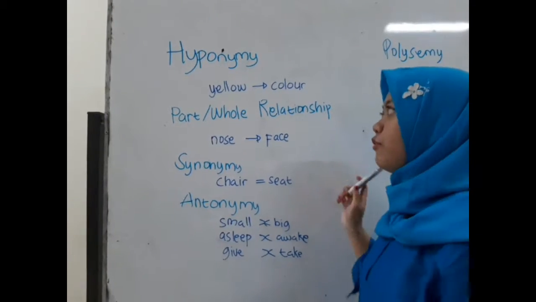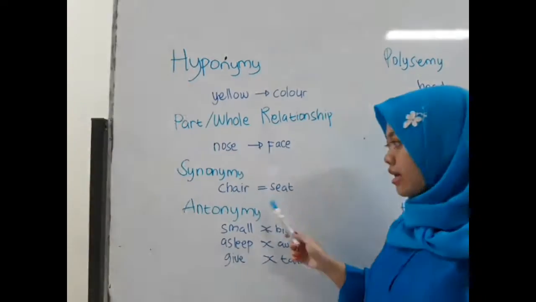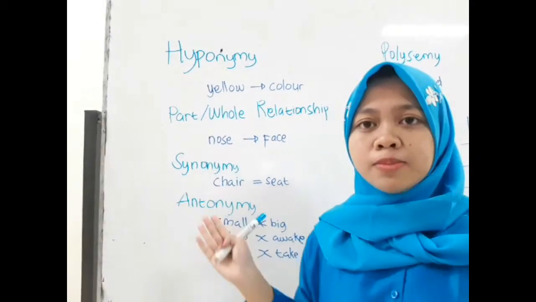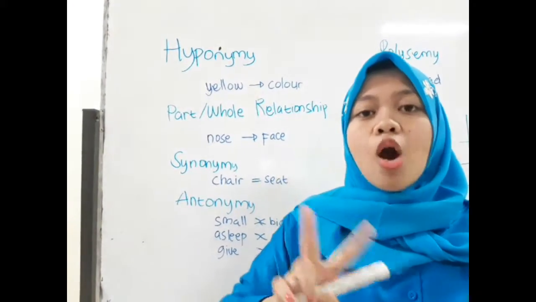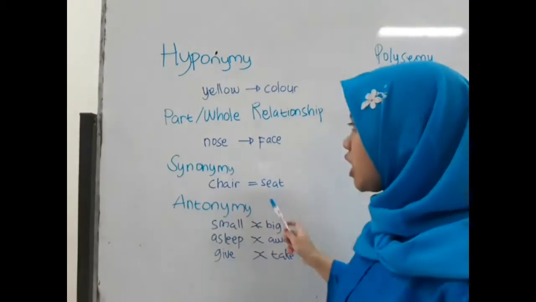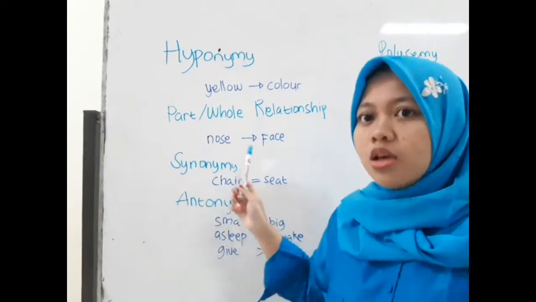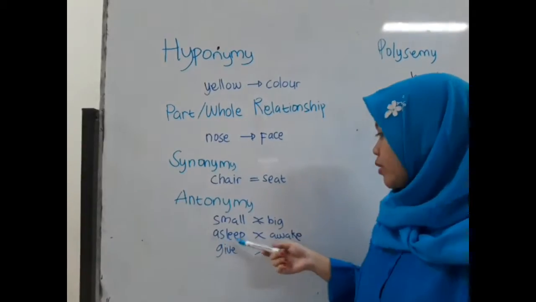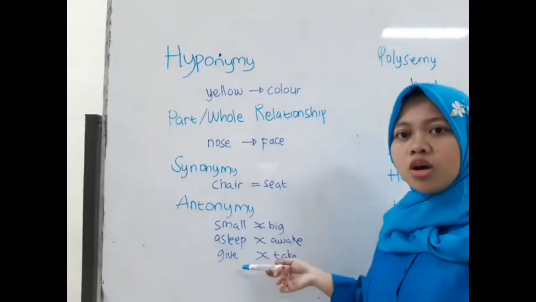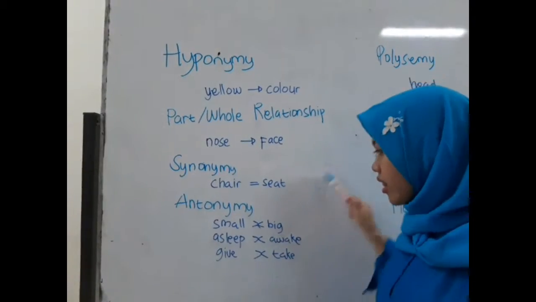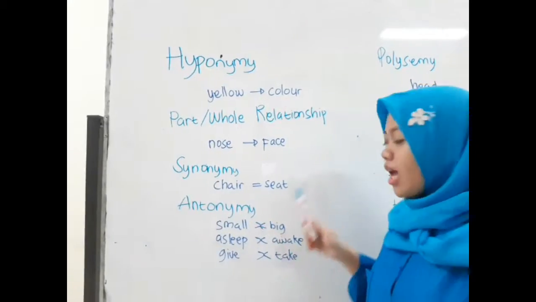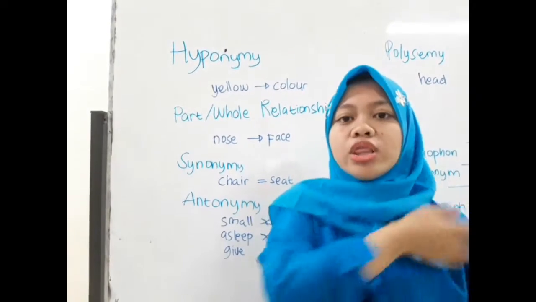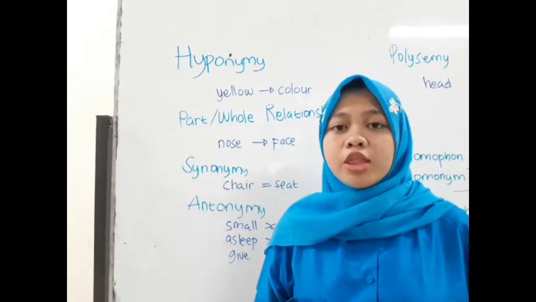The fourth one of lexical field is antonym. So antonym is a term we use to call two words that have opposite meaning. So antonym is the opposite of synonym. This is the example. Small is the opposite of big. Asleep is the opposite of awake. Give is also the opposite of take. Why are there three examples in antonym? This is because antonym has three kinds. So there are three kinds of antonym that we need to know.